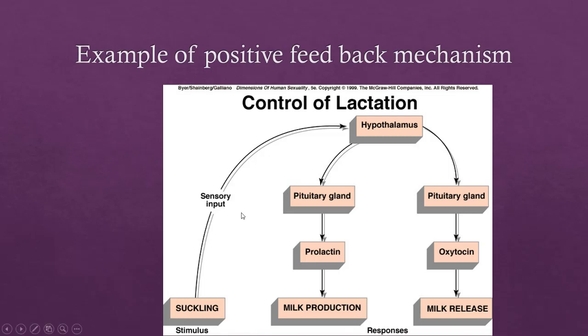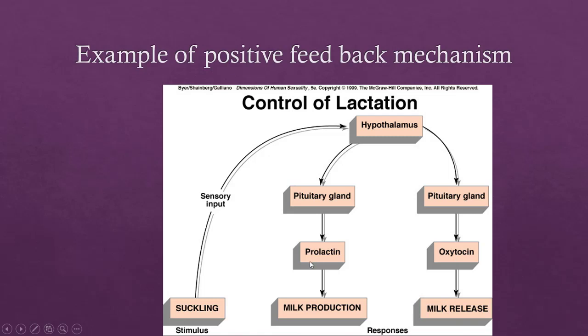So dear students, as you can see, hypothalamus releases a signal towards the pituitary gland. This pituitary gland produces two types of hormones, which are prolactin and oxytocin. Prolactin produces milk. Oxytocin releases milk.